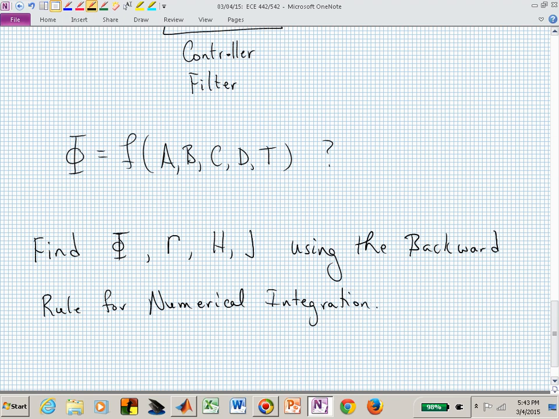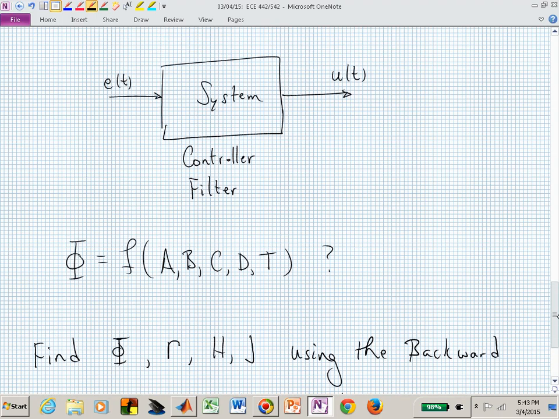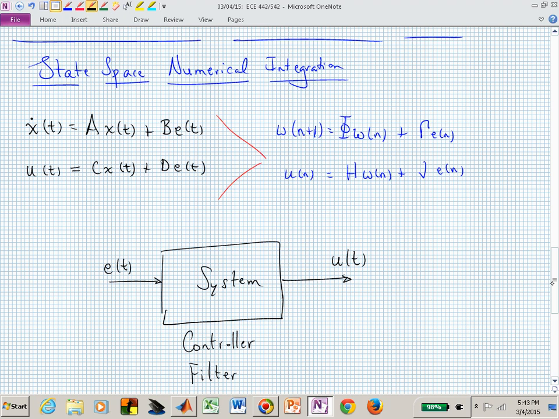Is it clear what I'm asking you to do? All right, begin. And if you want to work with somebody, that's allowed. Here are the equations. You're assuming you have A, B, C, and D. Just leave those as variables. And now I'm asking you to find phi, gamma, h, and j.